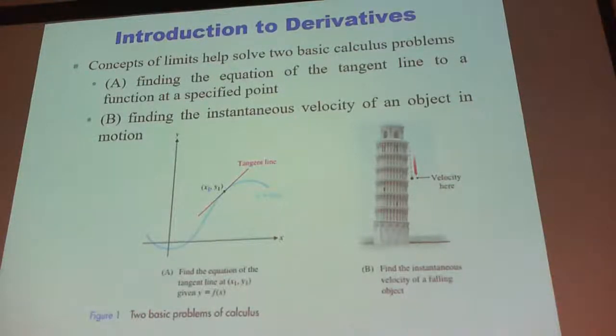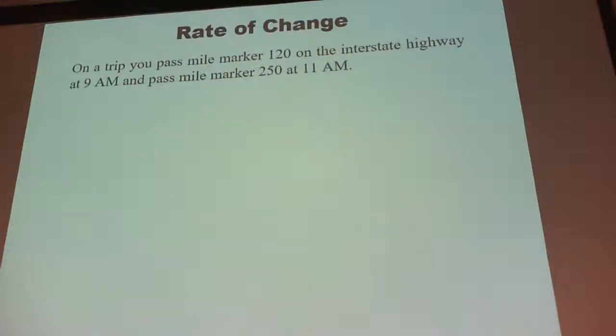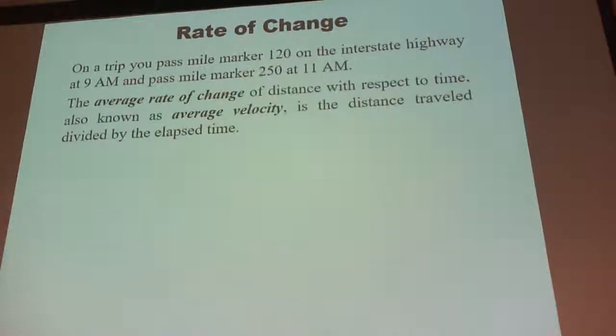Part B is finding the instantaneous velocity of an object in motion, talking about rate of change, instantaneous rate of change. That's what we're going to do. So we're going to spend a little bit more time on B. So we're just going to get an introduction today. We're not really going to do too much of the problems, but I do need to talk about rate of change first.